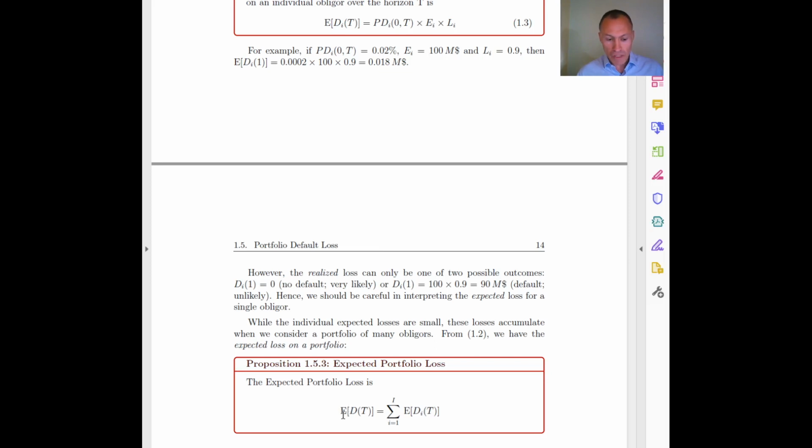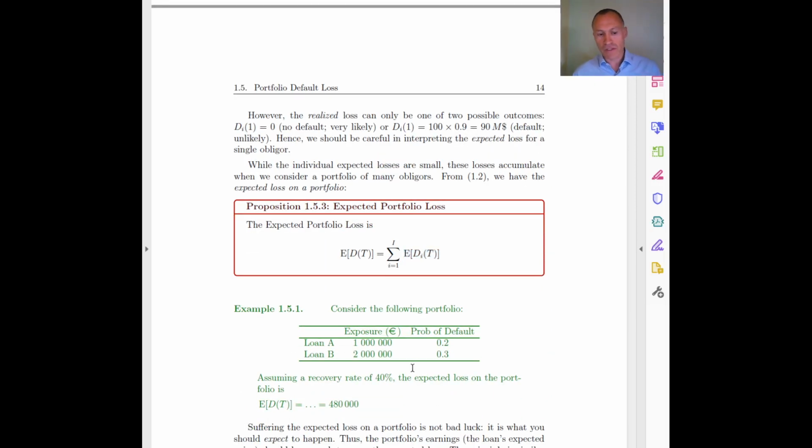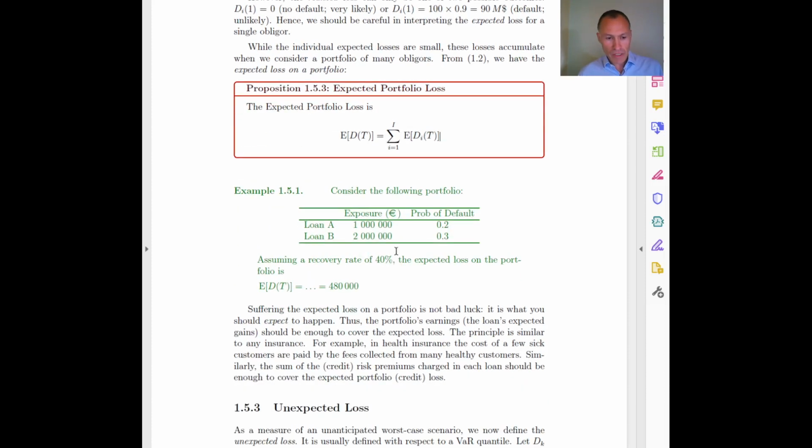At the portfolio level, which is what we are talking about now, the expected loss at the portfolio level is just the sum of the individual expected losses, right? So this term here is this expression that we have up here. And we just sum the expected loss for each obligor. Quick example here, this is the smallest portfolio you can think of, just 2 loans. So this I here is just 2. But it's enough to illustrate how this works.